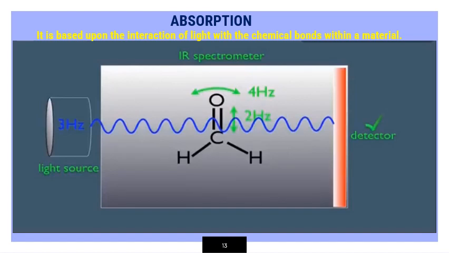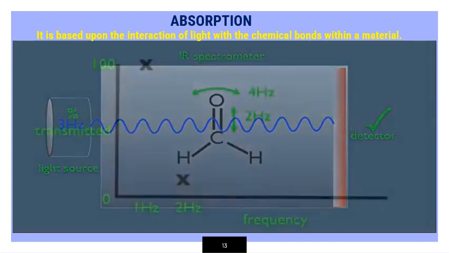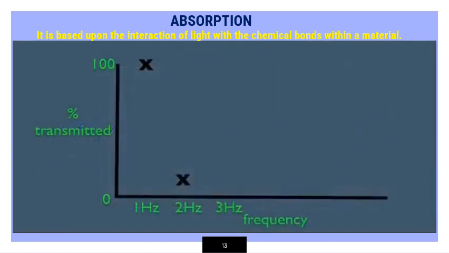So again, going back to our graph right here, we would see that this would be the point at 3 hertz frequency, 100% transmitted. Now while we're here, let's connect these dots. This is what we would have.